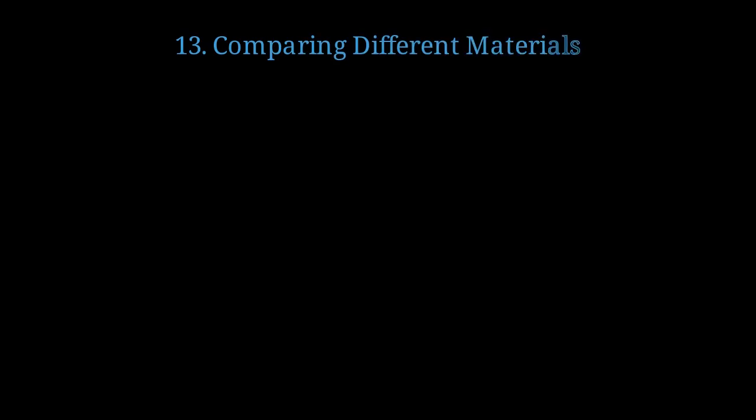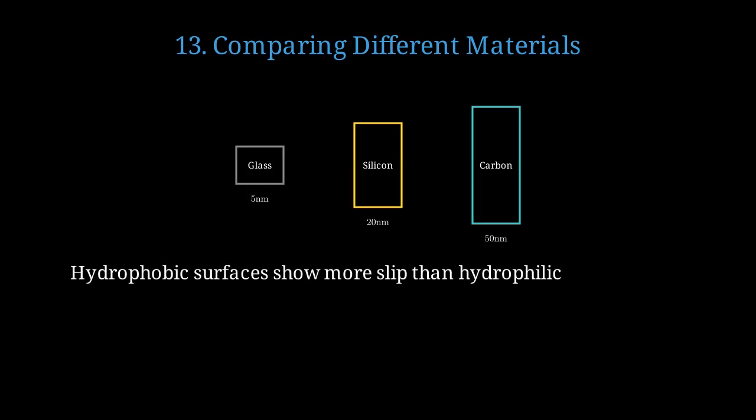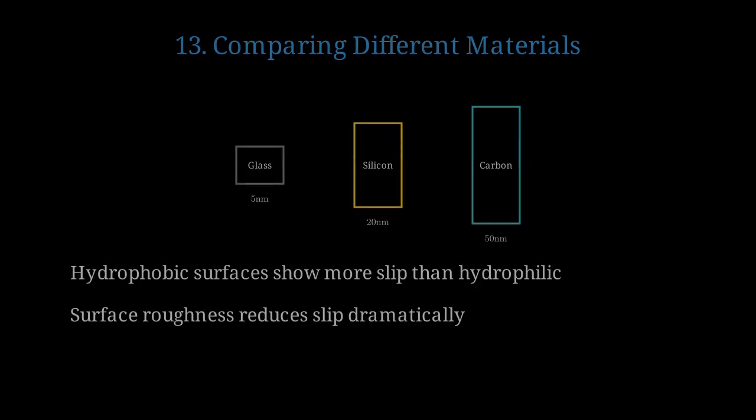Slip length varies dramatically depending on the surface material and fluid combination. This chart compares typical slip lengths for water on different materials. Glass shows about 5 nanometers, silicon about 20, and carbon nanotubes up to 50 or more. The general rule is that hydrophobic, water-repelling surfaces show much more slip than hydrophilic, water-loving surfaces. Even nanoscale roughness can dramatically reduce or eliminate slip by trapping fluid molecules in surface irregularities.